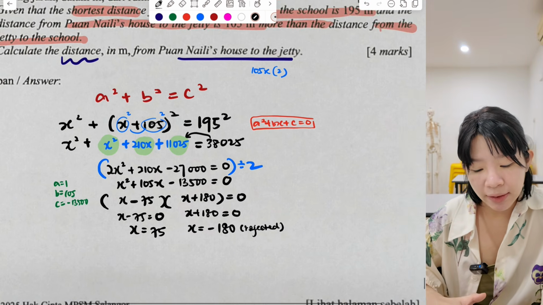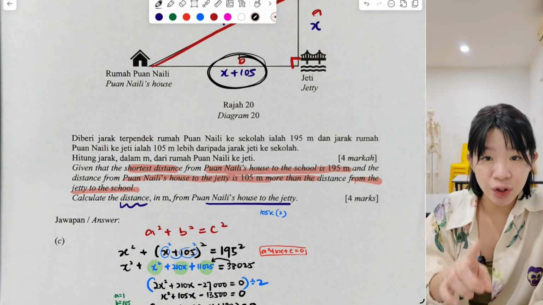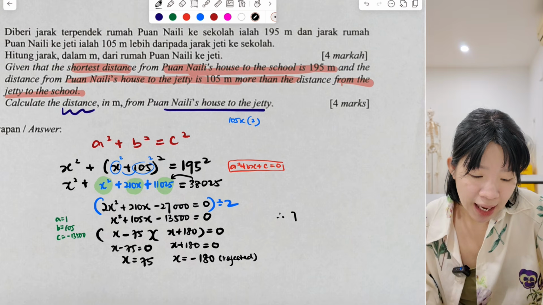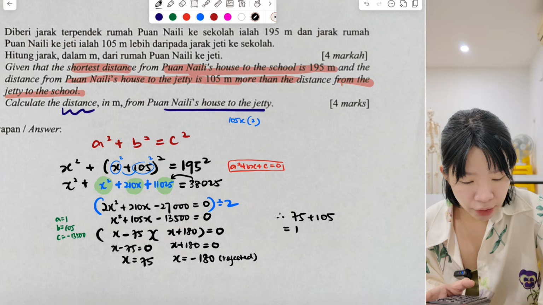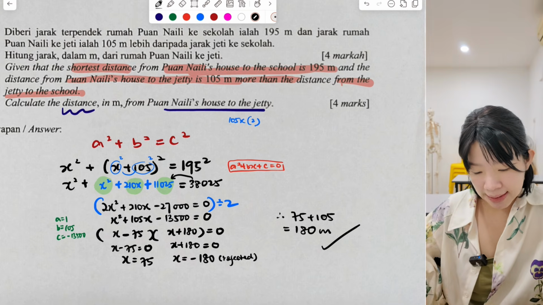So what is the distance from One Lively House to the jetty? It is x plus 105. So the final answer, 75 plus 105, will be 180 meters. Alright, next question.